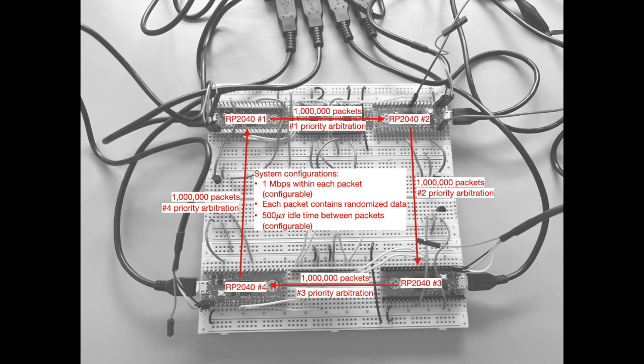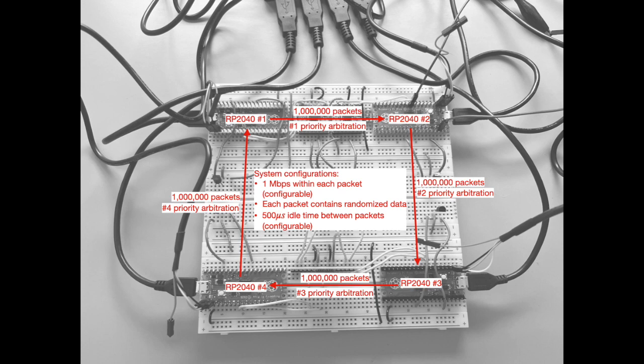So what we'll expect when this experiment runs is that each RP2040 will attempt to send 1,000,000 packets as quickly as it can, but every time there's an arbitration conflict, RP2040 number 1 will win all conflicts, number 2 will win all conflicts except those with number 1, number 3 will win those against number 4 but not against 1 and 2, and number 4 will lose all arbitration conflicts. The consequence of this will be that we should expect RP2040 number 1 finishes transmitting its packets first, followed by number 2, followed by number 3, followed by number 4.